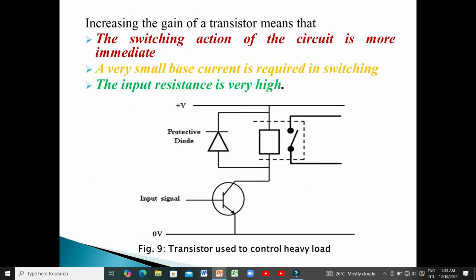Increasing the gain of a transistor means that: 1. The switching action of the circuit is more immediate. 2. A very small base current is required in switching. And 3. The input resistance is very high. Fig 9 shows where you can use the transistor to control a relay, and the diode here prevents any feedback to damage the transistor.